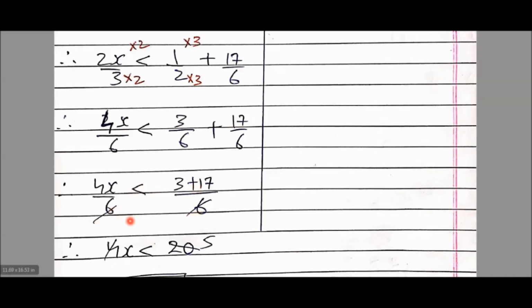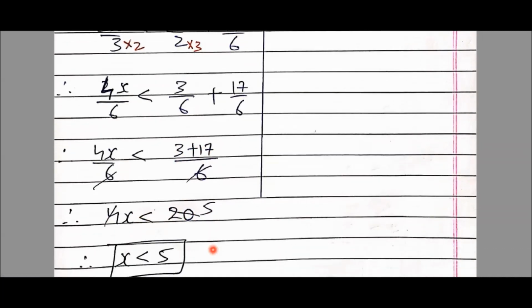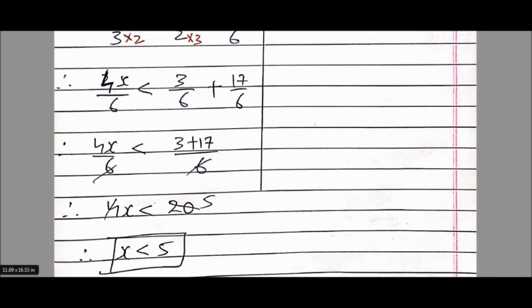The 6 and 6, both common denominators, can be cancelled on opposite sides. So 4x is less than 17 plus 3, 20. 4 fives are 20, so x is less than 5. This is the answer for the left hand side of the page. This is the answer for the first expression and second expression. Now I'll solve the second and third, this blank part.